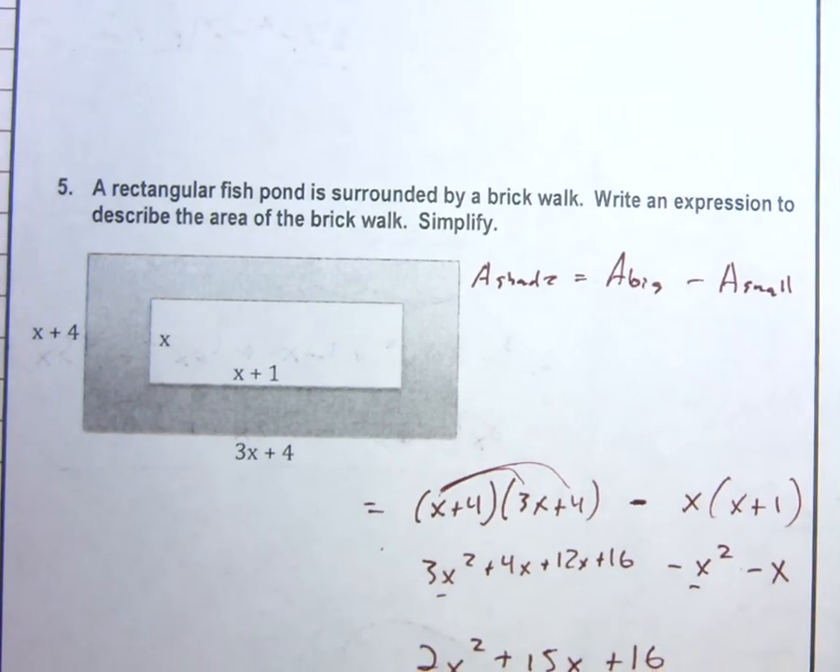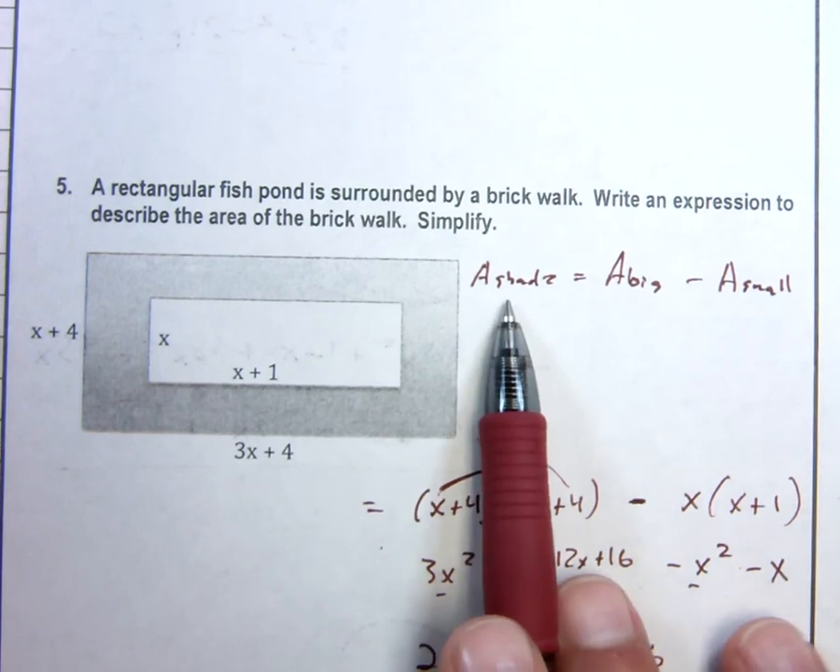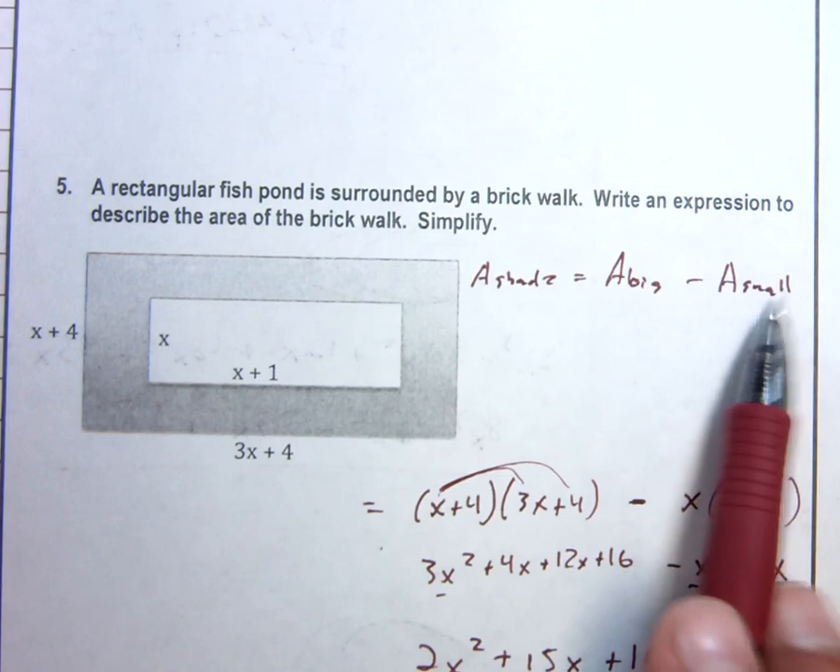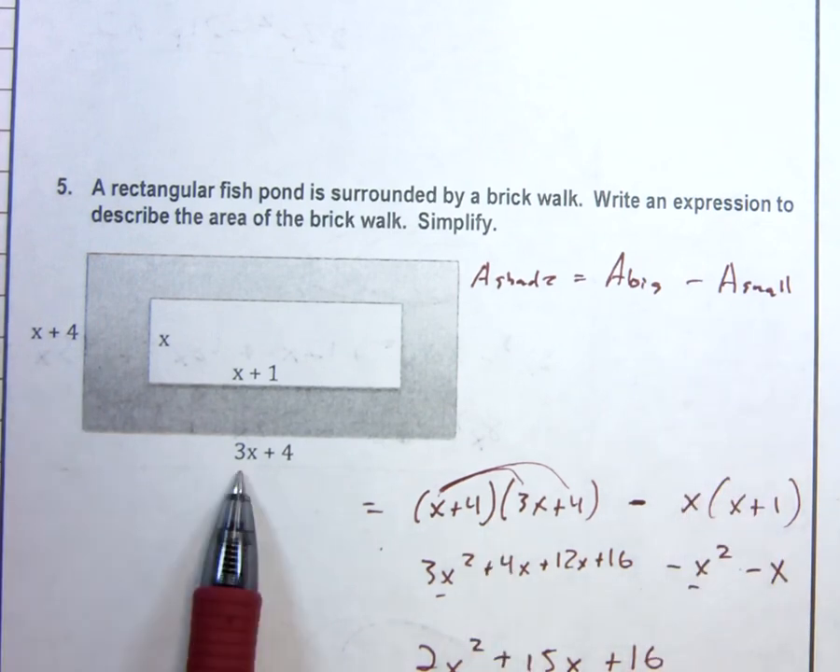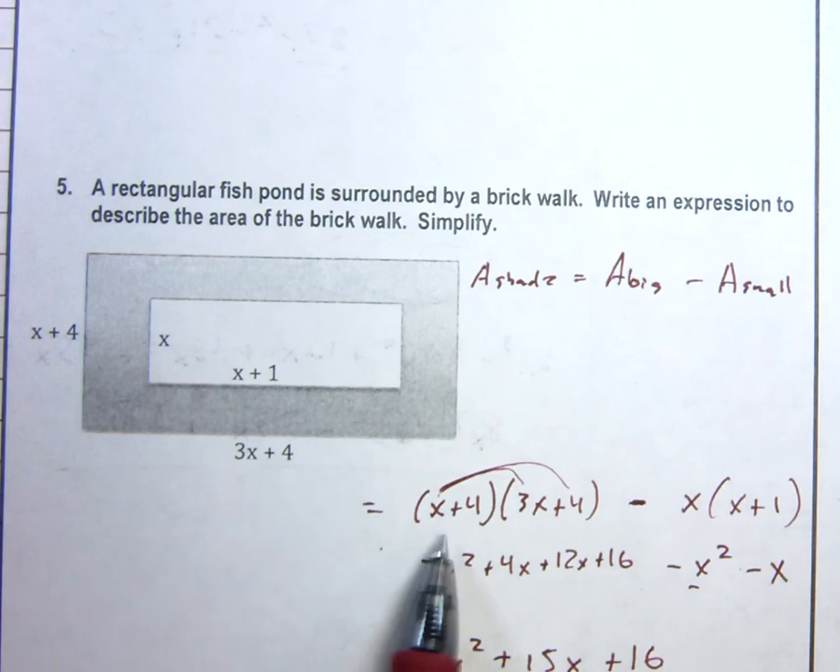Number 5. Okay, on number 5, same type problem we've seen. The only thing new is now you got to multiply these binomials out. Take the area of the shaded. It's going to equal the area of the big one minus the area of the small one. Same thing we've been doing. Area of the big one, that's going to be x plus 4 times 3x plus 4, which I have written out here. Multiplied it all out.